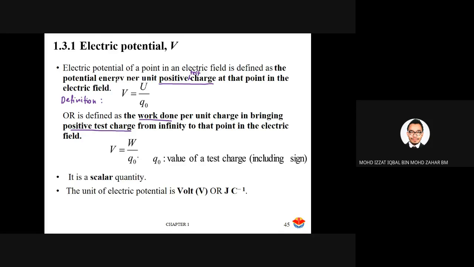I want to explain more on this one. Sebenarnya U potential is equals to work. So kita boleh formula dia ada dua macam. So what does it mean by this definition is actually, let's say if I have a positive charge. Ini yang charge Q. I'll put a capital Q.